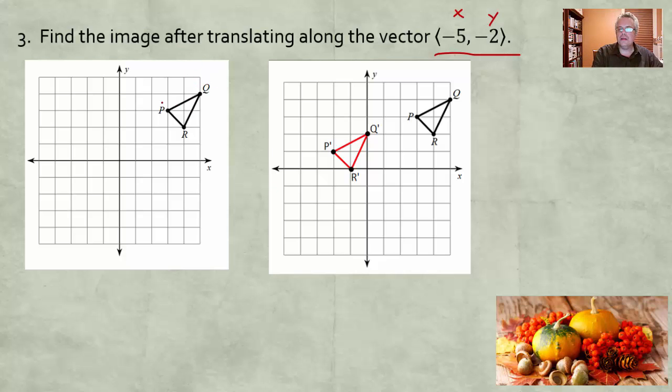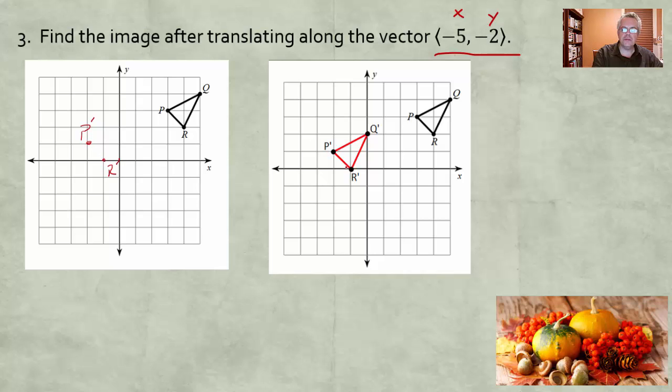So if we start at P, we're going to go left 5 and down 2. X is going down 5. That's to the left. 1, 2, 3, 4, 5. And y is decreasing by 2, so that's going to go down 2. P is going to be right there. P prime rather. R, same thing. 5 to the left, 2 down. 1, 2, 3, 4, 5, 1, 2. So that's going to be R prime.